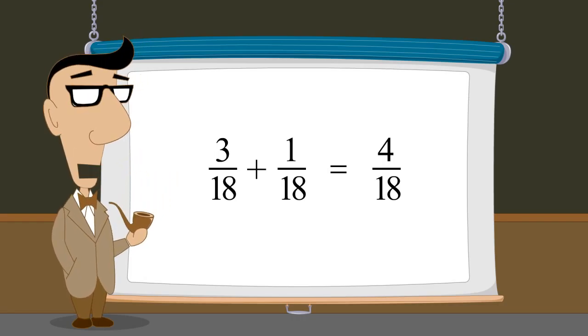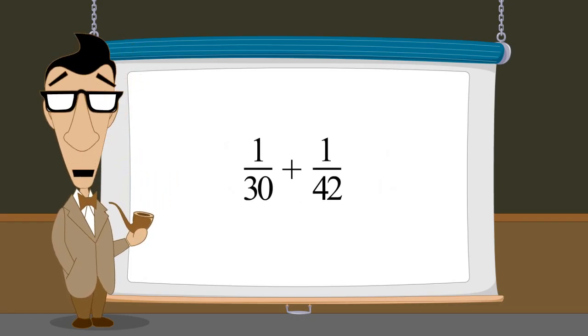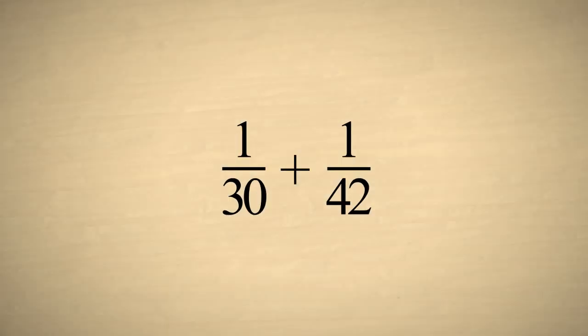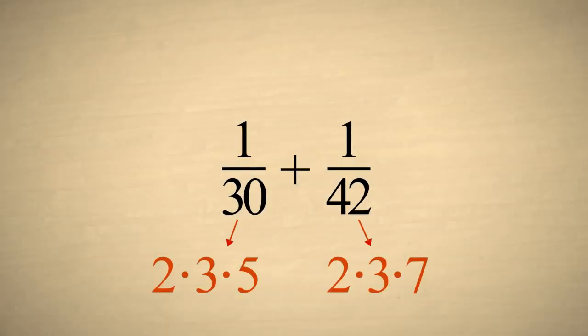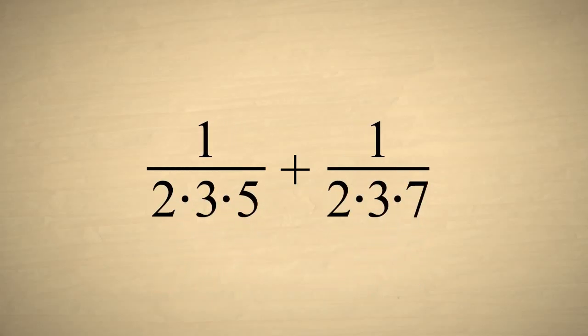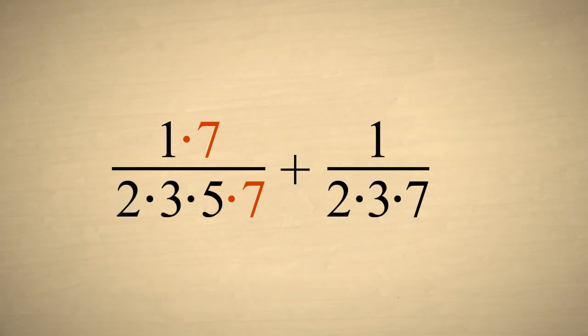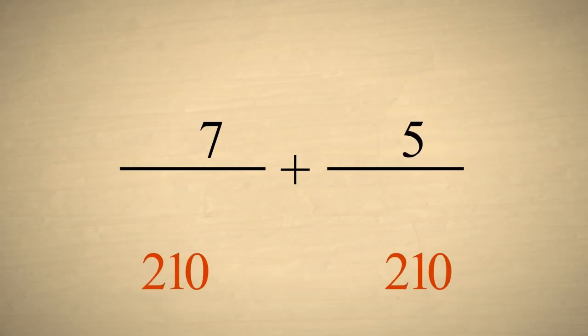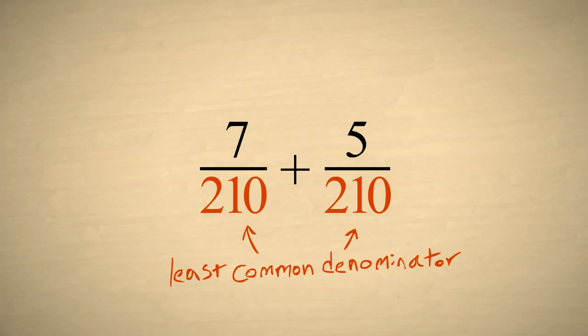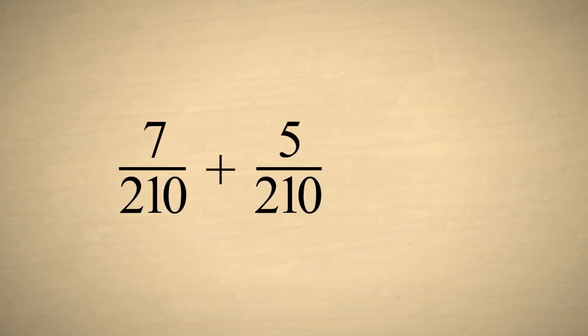Let's try another example, adding 1/30 plus 1/42. Factoring each denominator, we see that the first denominator needs a factor of 7 that the second denominator has, and the second denominator needs a factor of 5 that the first denominator has. So we multiply the top and bottom of the first fraction by 7, and the top and the bottom of the second fraction by 5. The two fractions now have a least common denominator of 210, and we can now add their numerators.